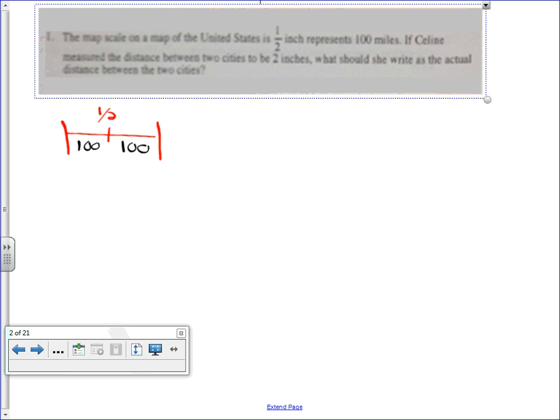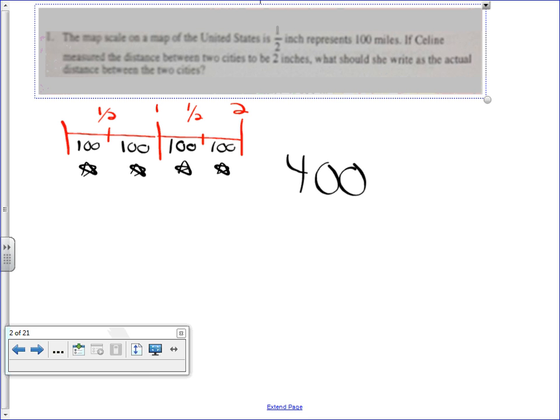I'm trying to see how much would be 2 inches. This is 1 inch. Let's add another inch here. This would be a half. This would be 2 inches. Have another 100, another 100. Right here, 2 inches would represent 400 miles.